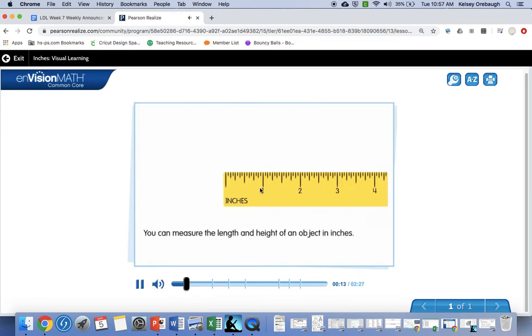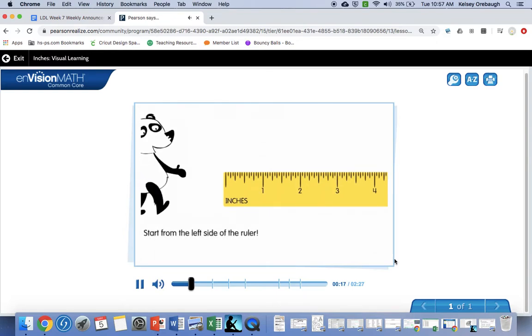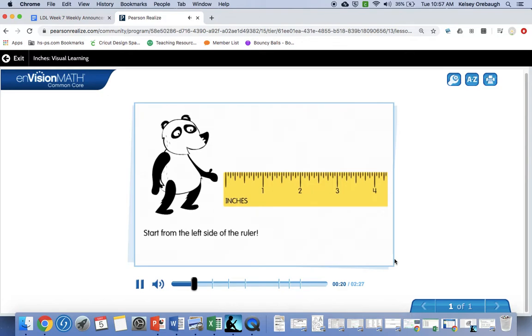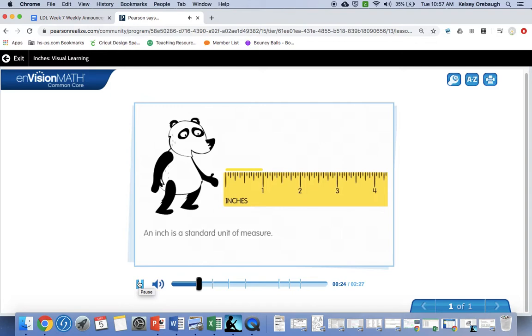You can measure the length and height of an object in inches. Start from the left side of the ruler. An inch is a standard unit of measure. 1 inch is the same length on every inch ruler. Okay, so when we call something an inch, it is going to be the same length on every inch ruler. It is a standard unit. 1 inch is always 1 inch on every ruler.